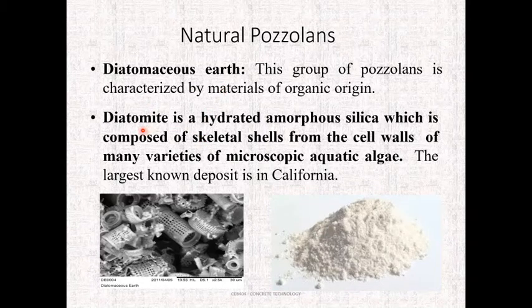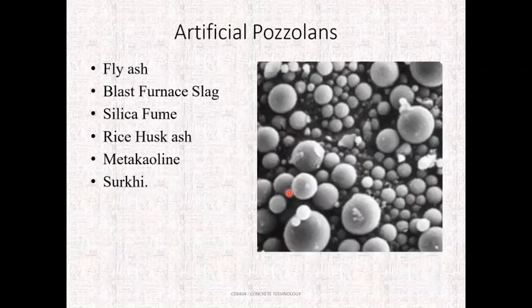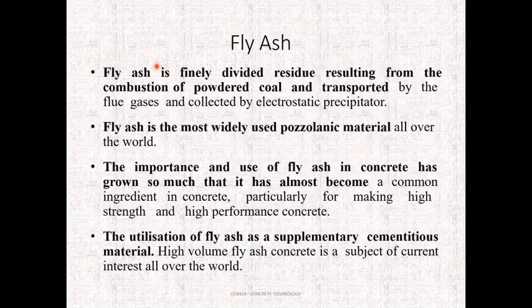Diatomite is an amorphous silica which is composed of the skeletal shells of the aquatic organisms. It is largely deposited in California. Next one is artificial pozzolanas. Artificial pozzolanas are the byproducts of the factories, which include fly ash, silica fume, rice husk ash, metakaolin, and surkhi.